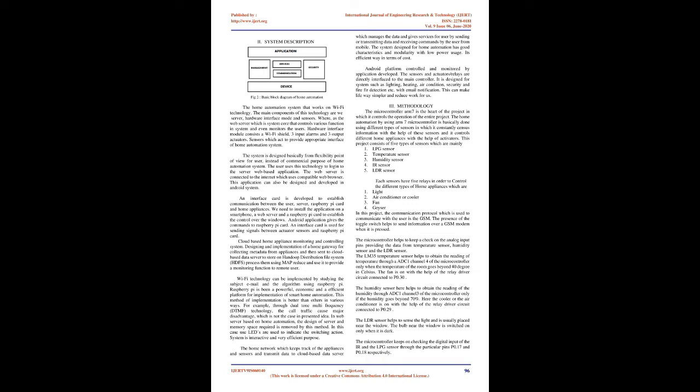Cloud-based home appliance monitoring and controlling system. Design and implementation of a home gateway for collecting metadata from appliances, which is then sent to a cloud-based data server to be stored on the Hadoop Distributed File System, HDFS, processed using MapReduce, and used to provide a monitoring function to the remote user. Wi-Fi technology can be implemented using the Raspberry Pi. Raspberry Pi has been a powerful, economic, and efficient platform for implementation of smart home automation.